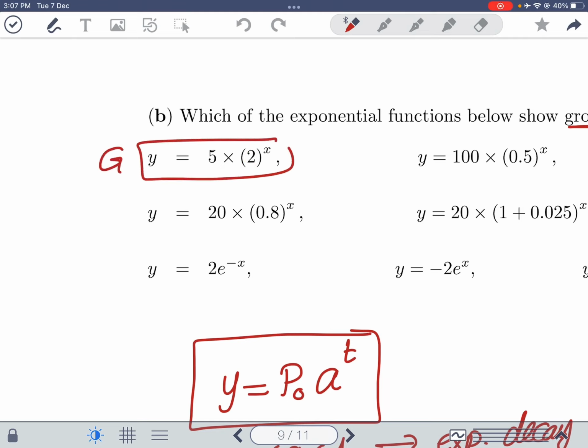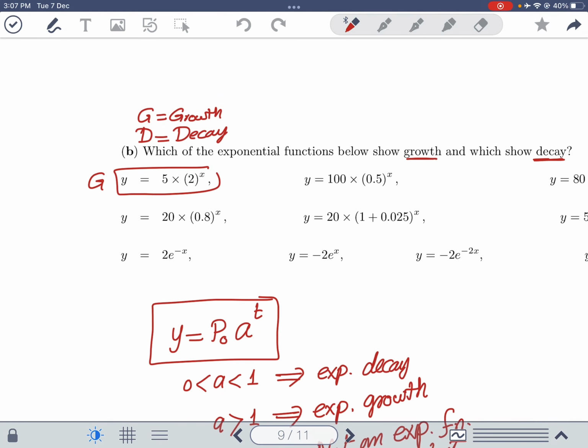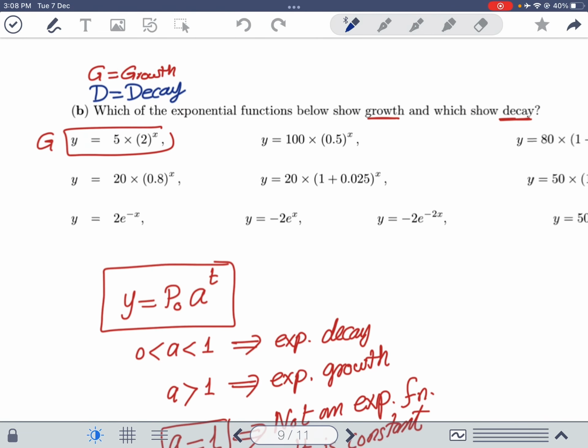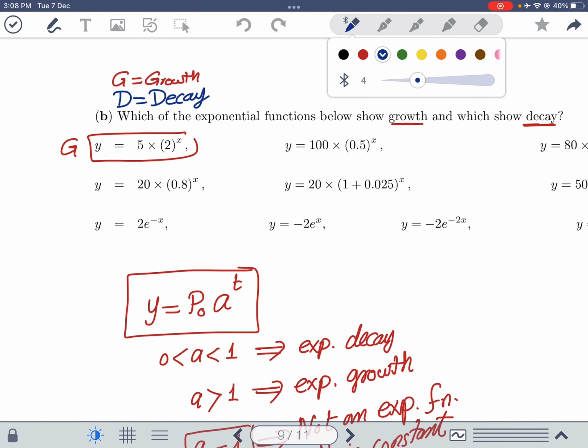Let's say G means growth, and D means decay. Okay, so let's even put the decay in another color. And look for all the growth first, and then all the decay will be what's left, hopefully. So, do you see any growth?